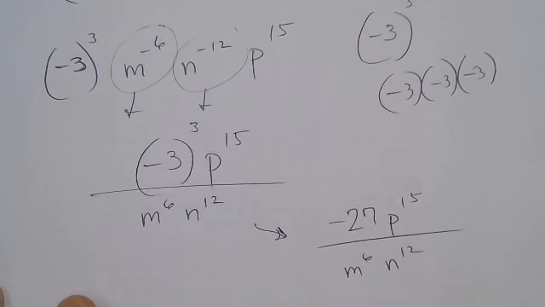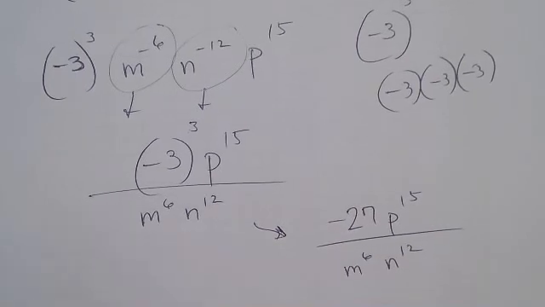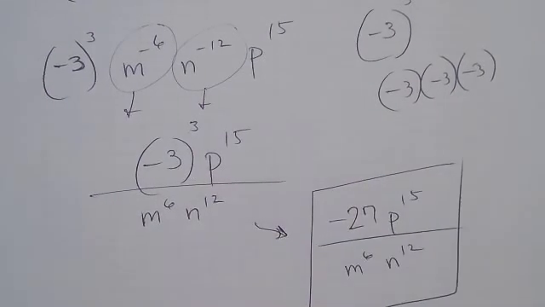m6 and 12. Does this negative 27 move down? No, it's not a negative exponent. It's just a negative number. The only ones that move are when it's a negative exponent. Okay, we are good. There you go. All right.